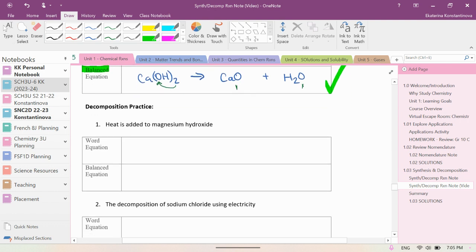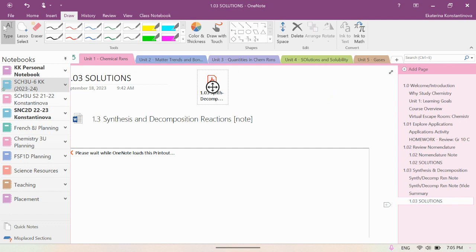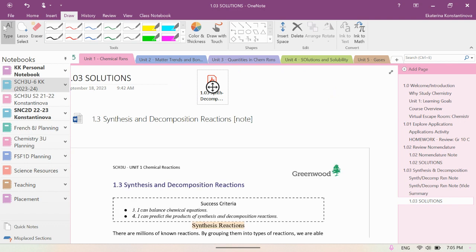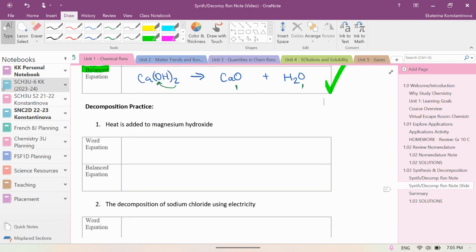Now you're going to do some decomposition practice. And I want you to make sure that you're checking your answers when you're done. You can find all the solutions posted in our OneNote under 1.03, or you can also, for now, find it in our sequence of learning. Eventually, we're just going to move to using OneNote for checking our answers.